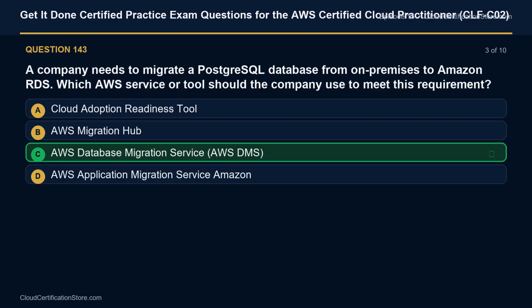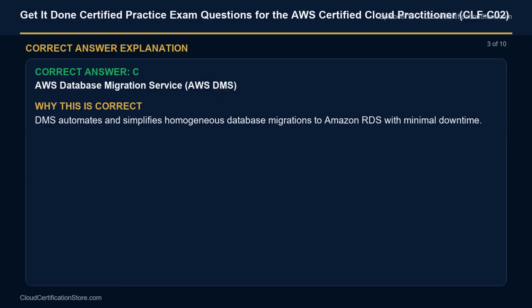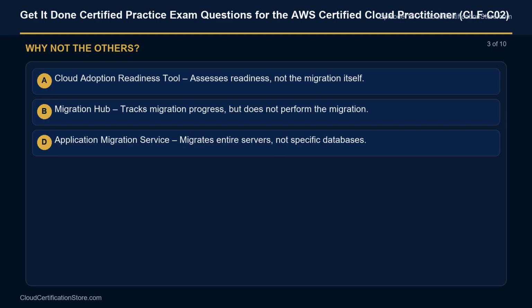The correct answer is C, AWS Database Migration Service, AWS DMS. Explanation: DMS automates and simplifies homogeneous database migrations to Amazon RDS with minimal downtime. Why not option A? Cloud Adoption Readiness Tool assesses readiness, not the migration itself. Why not option B? Migration Hub tracks migration progress but does not perform the migration. Why not option D? Application Migration Service migrates entire servers, not specific databases.